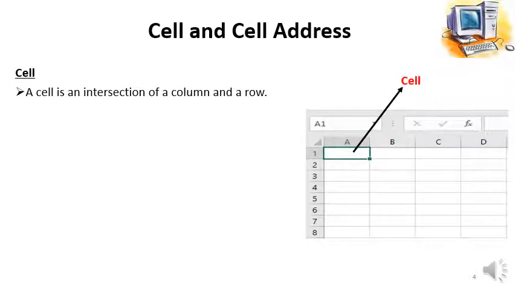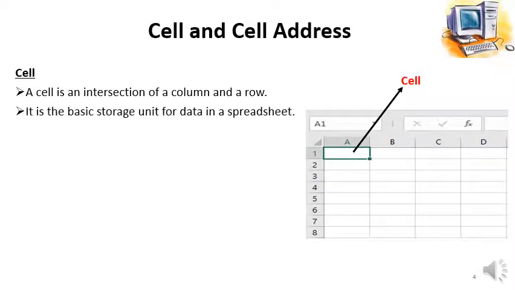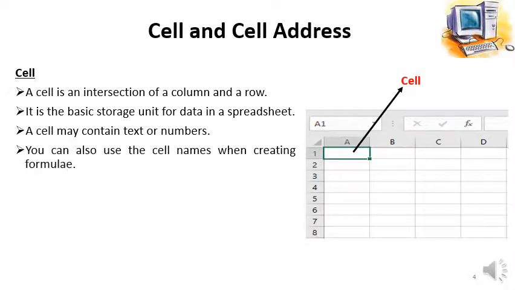Now, cell and cell address. A cell is an intersection of a column and a row. It is the basic storage unit for data in a spreadsheet. Every data element can be written in a single cell inside a spreadsheet. A cell may contain text or numbers. You can also use the cell names when creating a formula.